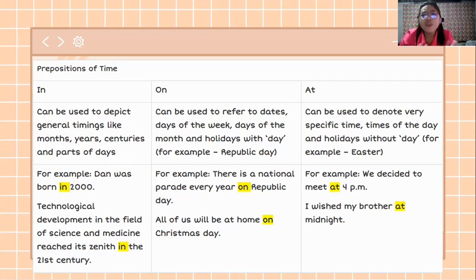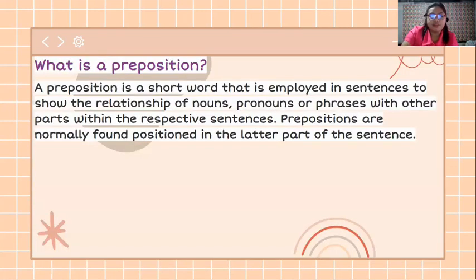And then at can be used to denote very specific times of the day, and holidays without day, for example, Easter. For example, we decided to meet at 4 p.m. I wish my brother at midnight.